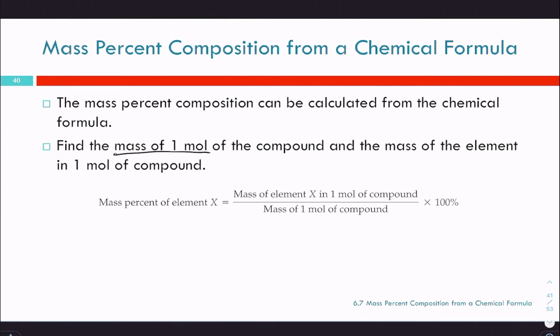So if you think about percentages, it doesn't matter how much you have of that substance. So for sodium chloride, if you have 10 grams of sodium chloride, that's still 39% sodium. If you have 1,000 grams, it's still 39%. So in this, we're picking 1 mole because it's easy to calculate, because those are all in grams per mole. And so then find the mass of 1 mole of the compound and the mass of the element in 1 mole of the compound. So we can take our mass of the element X in 1 mole of the compound and mass of 1 mole of the whole compound.